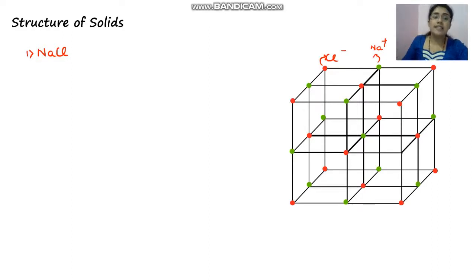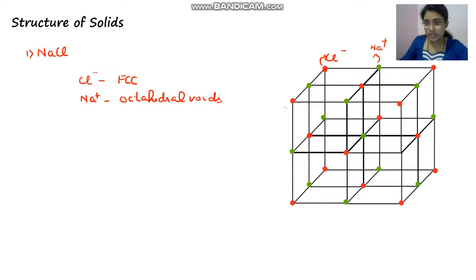Now we can say that the chloride ions, Cl minus, my anions, take up an FCC structure, that is, they are present at every corner and at the face centers. If you look at the structure, you can find these at the corners and also at the face centers. I have the chloride ions, and my Na plus ions would occupy the octahedral voids. So this is the first thing.